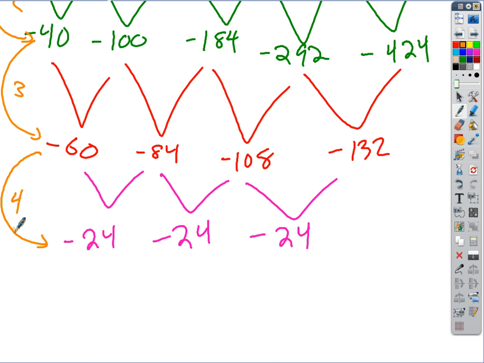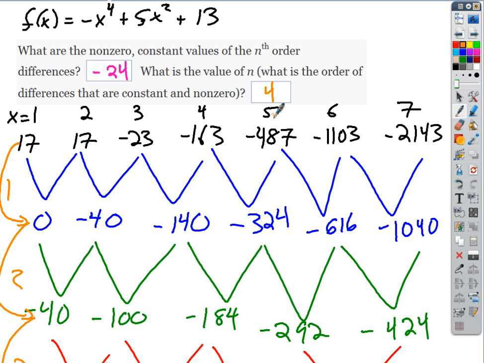So n is 4. Okay, now this honestly is not at all the way this is used. If we're given the function, we wouldn't really do this. There's no need to do this. We would do this process if we didn't know what the original function was, but we had these data points: x equals 1, y equals 17, x equals 2, y equals 17, x equals 3, y equals negative 23, etc. If we had all that data, and we wanted to fit this to a polynomial, then that's when we could use these differences, right?